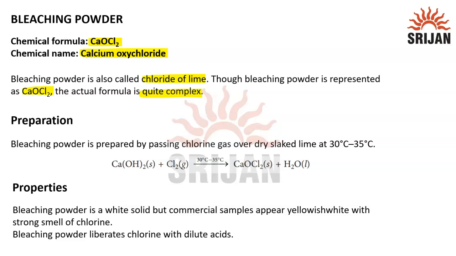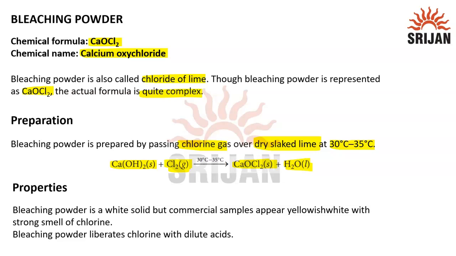Its preparation is simply by passing chlorine gas over dry slaked lime. We know that slaked lime is calcium hydroxide, but it has to be dry. It must not be in its aqueous phase. So when we react solid Ca(OH)2, it is very important that it is dry. Whenever we pass chlorine, we get CaOCl2 along with the evolution of water.